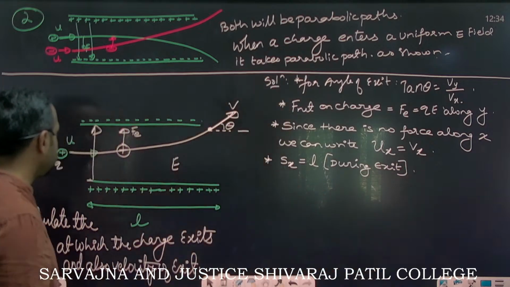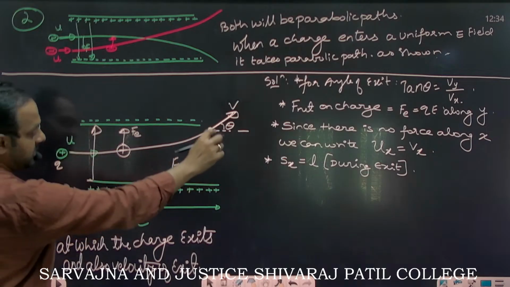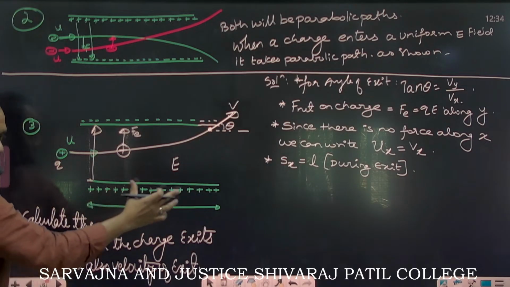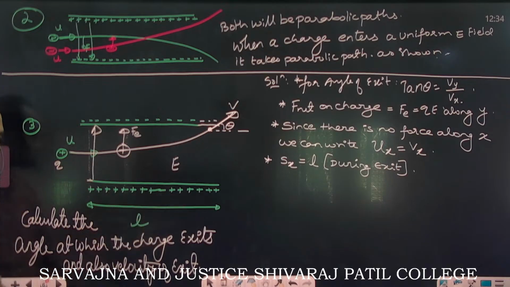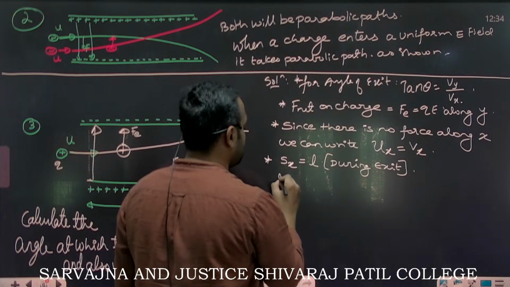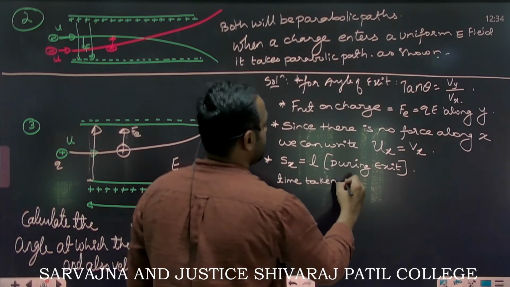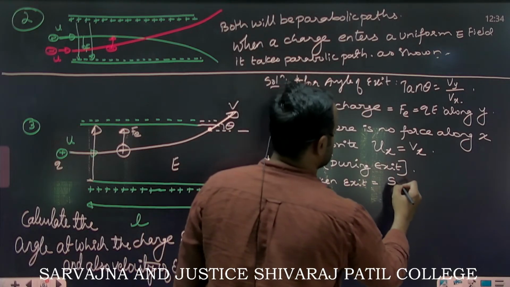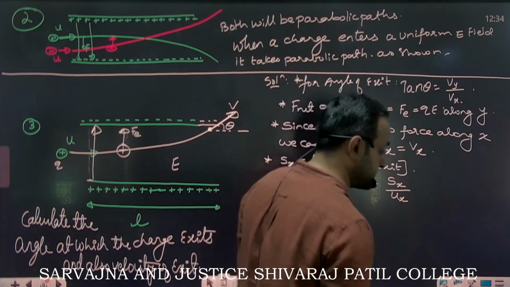Now it is entering the electric field on this end and exiting on this end. So what is the horizontal displacement that it is covering? The horizontal displacement it covers is this length L. Yes or no? Now, how much time is it taking to exit? How do you calculate it? Time taken to exit is simply this displacement divided by velocity.